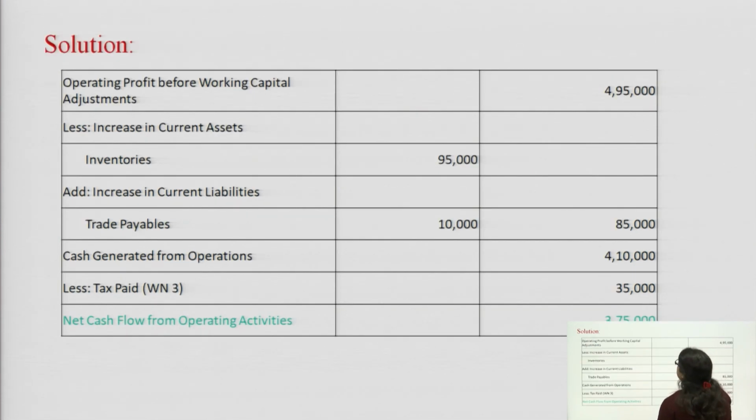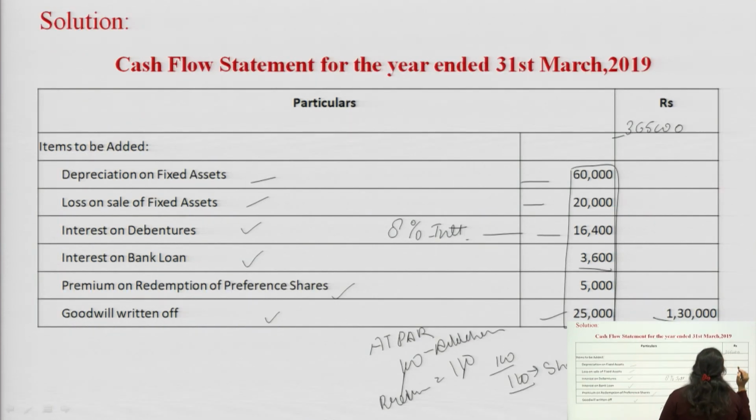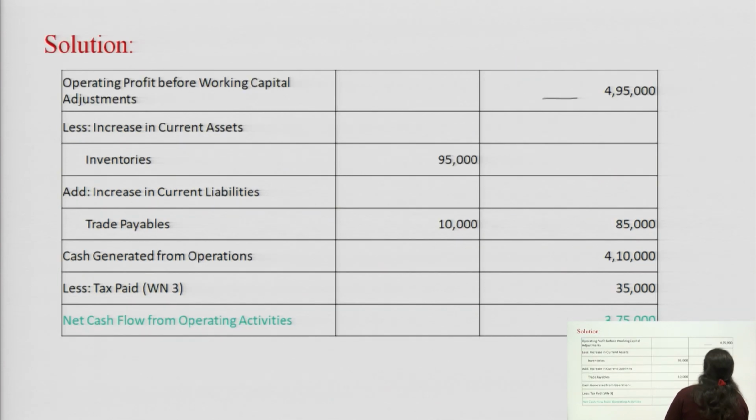Moving to next, operating profit before working capital adjustment. How has this value come? What we have done: this is 3,65,000 and this is 5,94,000. This is the total which we have carried out.